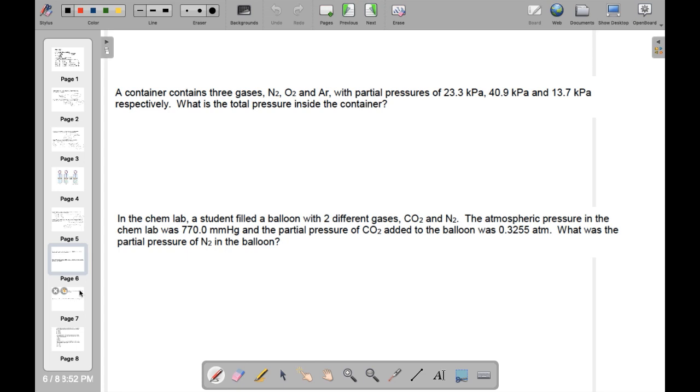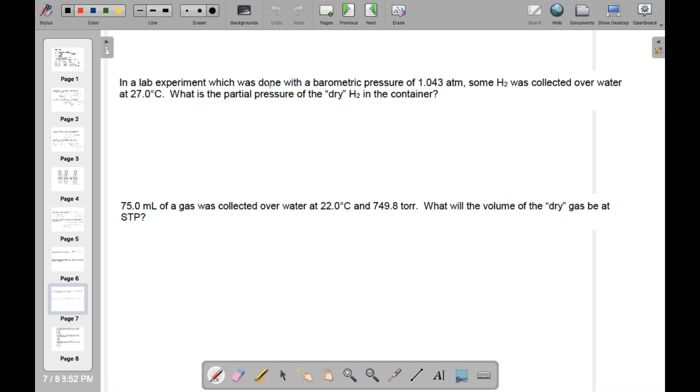Let's go ahead and move on down to the next one. In a lab experiment, now these next couple are kind of difficult. I threw these in just to show you that you are capable of more than you think. In a lab experiment, which was done with a barometric pressure of 1.0433 atmospheres, some H2 was collected over water.